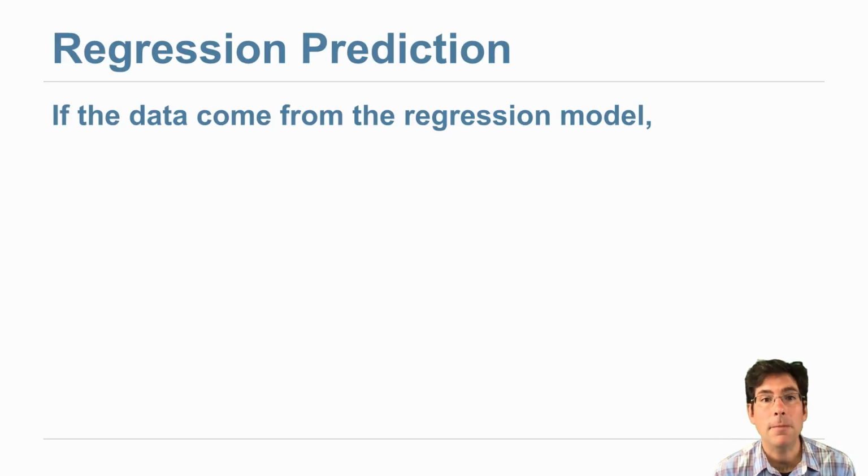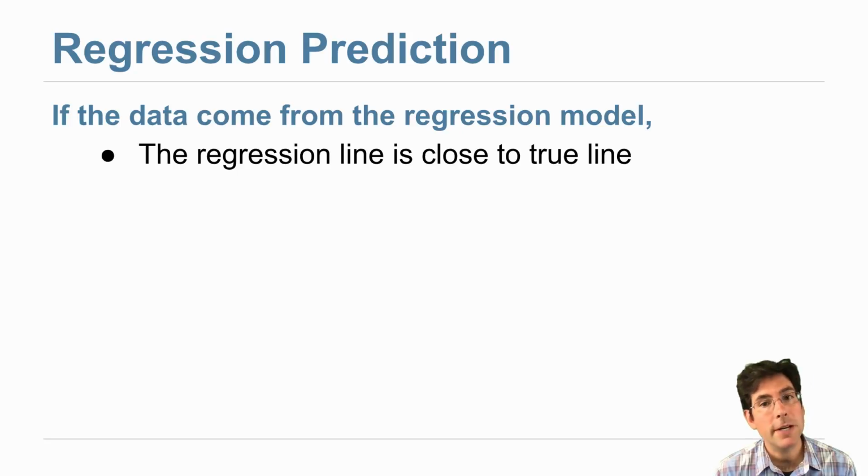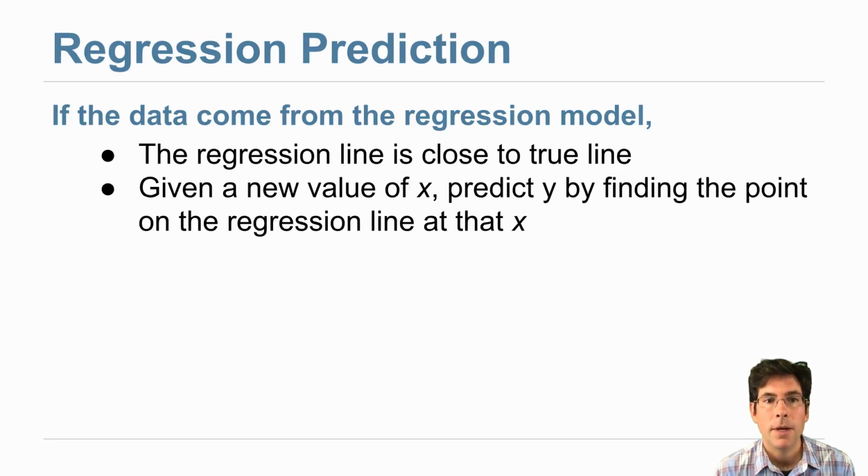If the data comes from the regression model, then the regression line is close to the true line, but not exactly the true line. So given a new value for x, we want to predict an average value for y by finding the point on the regression line at that x. But we want to account for the fact that if we had drawn a different sample from the same population, the same regression model, then we would have gotten a different regression line, and so it would have a slightly different height at that value x.